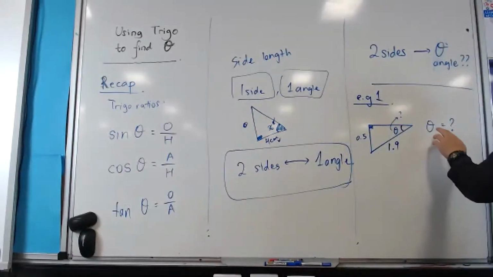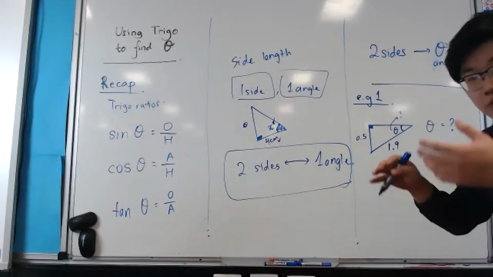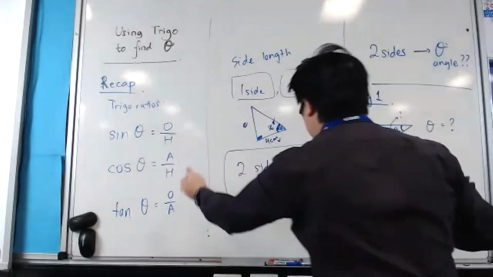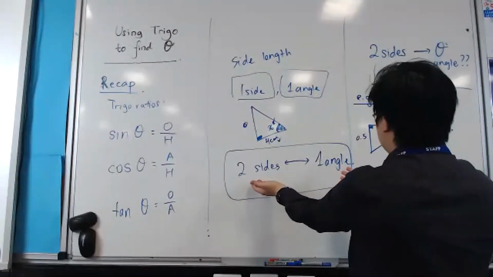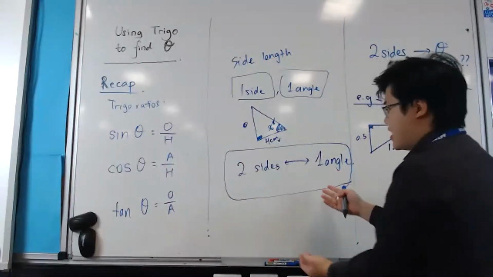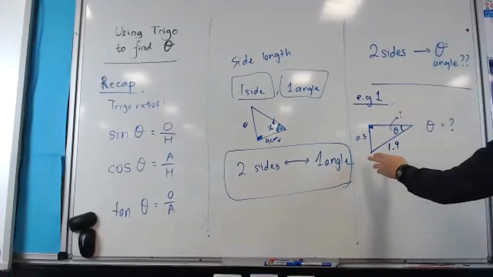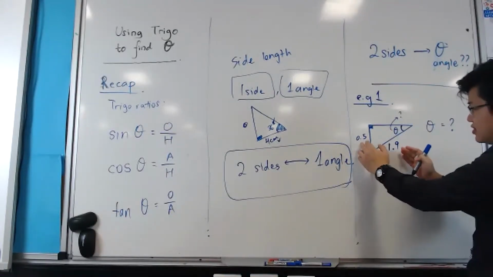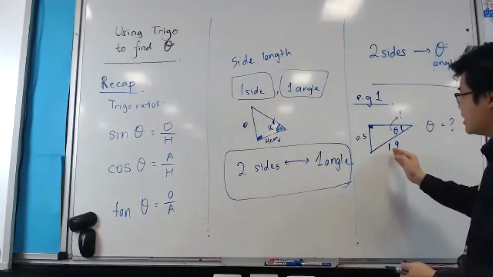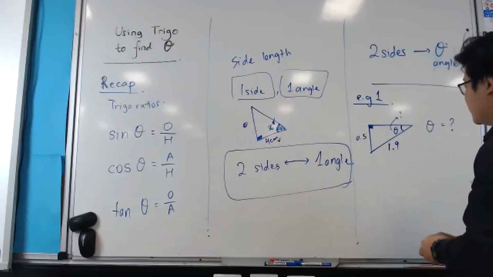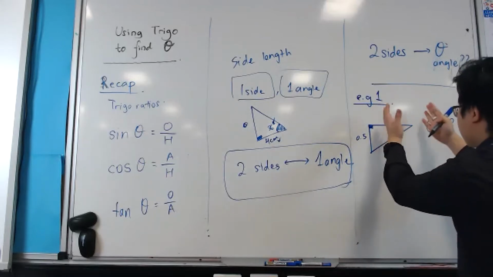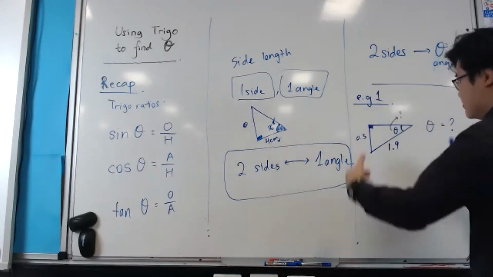So let's find theta, the reference angle. Remember, the whole story about Trigo ratios is about two sides and one angle. We've got two sides here. We're given two sides. So how am I going to find theta, the reference angle?